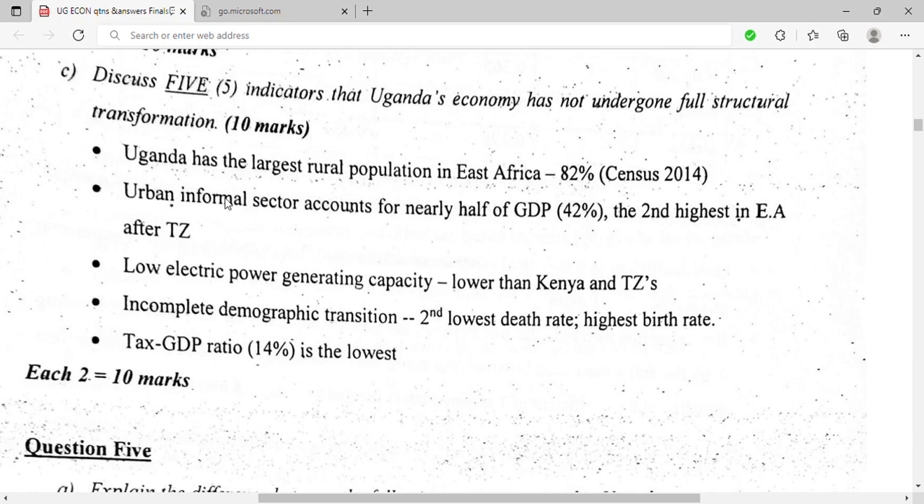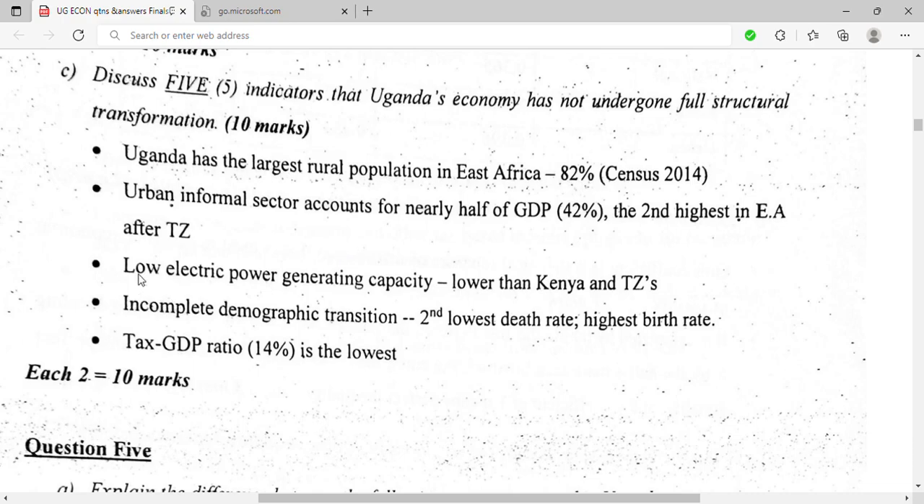Then the urban informal sector accounts for nearly half of the GDP, whereby it contributes 42%, which is the second highest in East Africa after Tanzania. In a country that is at the service level, the formal sector is supposed to dominate. But in our country, it's not the case. The informal sector still contributes nearly half to our GDP. So we are still informal, but we are at the modernized level. So it shows that we had partial structural transformation.